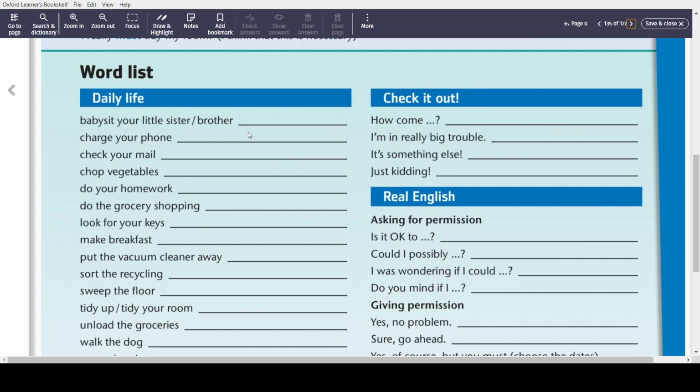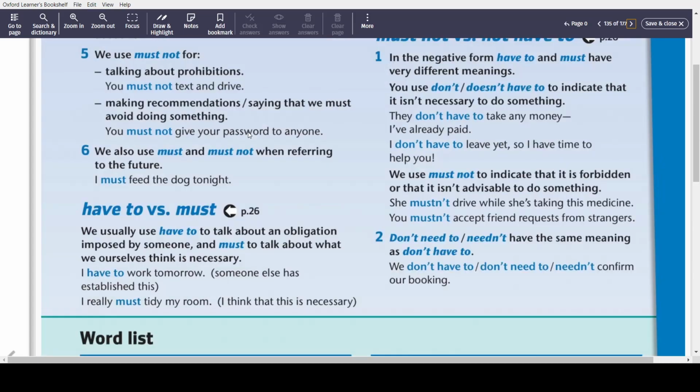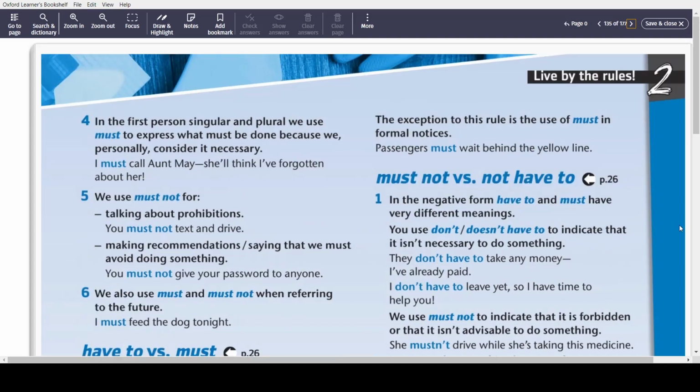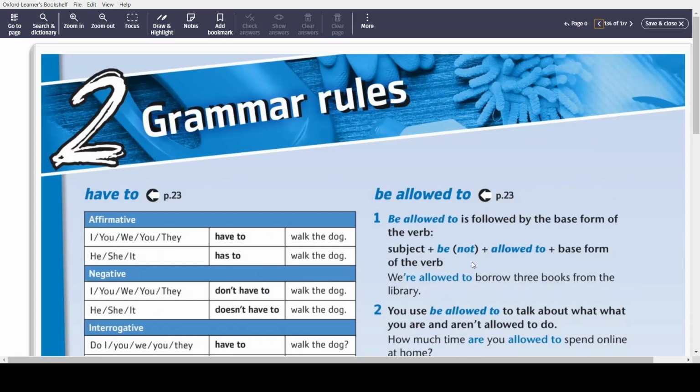Now, boys and girls, this is all. This is only a summary of unit number 2. You have in capsule number 2 the previous contents. So, this is it for today.